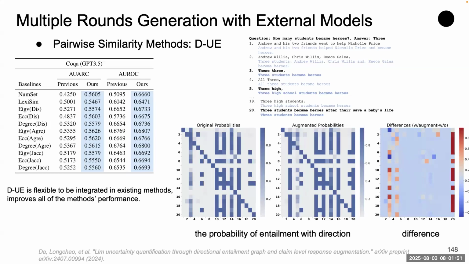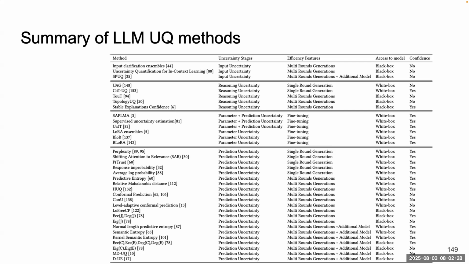Right? And this method can be easily integrated with the previous methods. Like the previous methods, they have eigenvalues, eccentricity and degree metrics. This one can be easily integrated with different kinds of existing methods, and they all improve the performance. So on the left-hand side is their method, on the right-hand side is the baseline method performance. And this line here is just the baseline method with their asymmetric similarity and the claim augmentation, the augmentation of the answers.